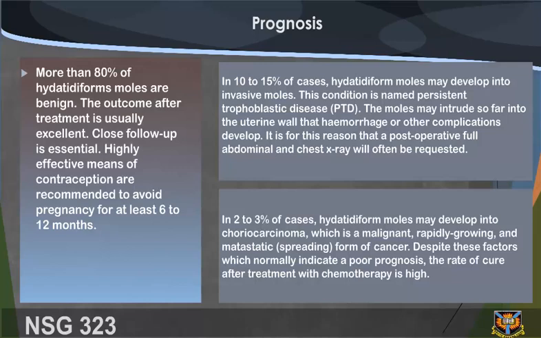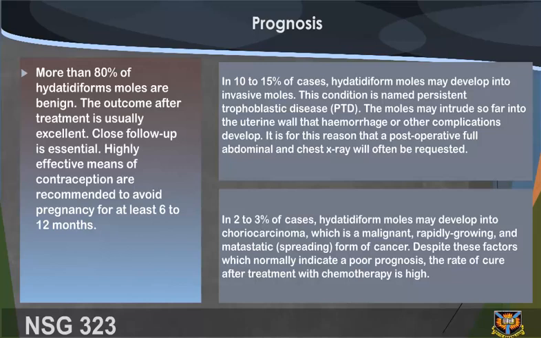This condition is named persistent trophoblastic disease, PTD. The moles may intrude so far into the uterine wall that hemorrhage or other complications develop. It is for this reason that a post-operative full abdominal and chest X-ray will often be requested. In 2 to 3% of cases, hydatidiform moles may develop into choriocarcinoma, which is a malignant, rapidly growing, and metastatic spreading form of cancer.